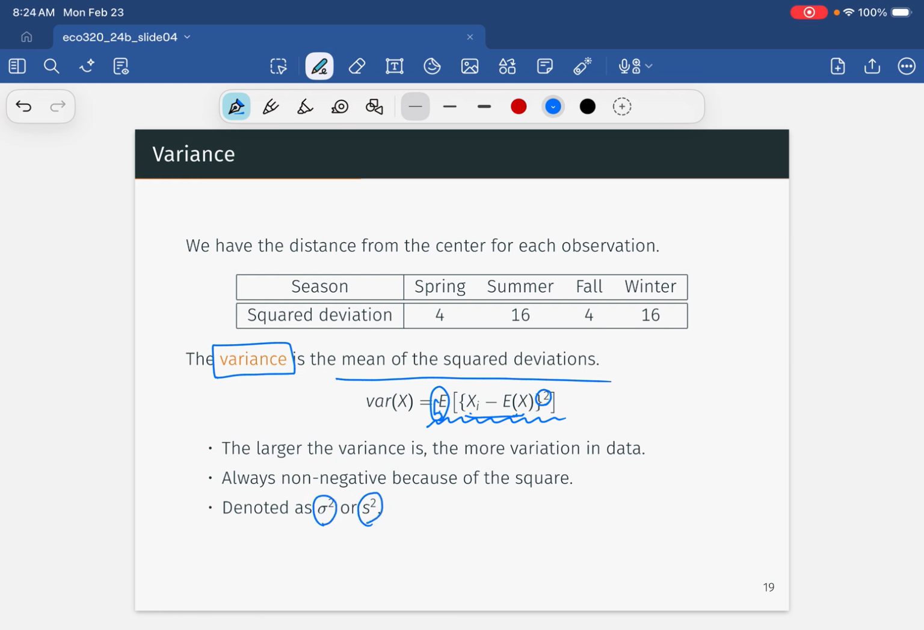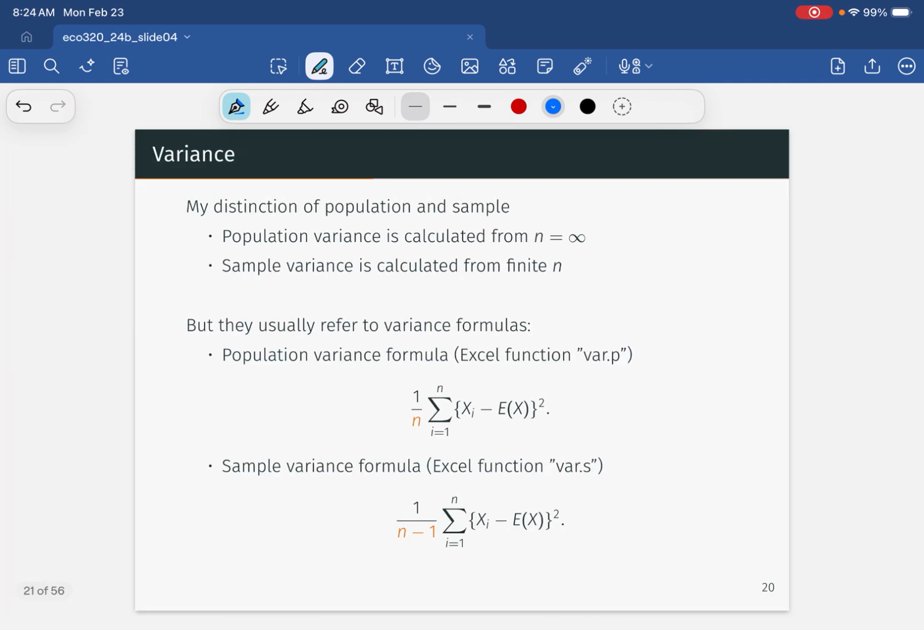The reason why we denote it as sigma squared is because sigma or s will be used for standard deviation, so we denote the variance as a square. It is always non-negative, and the greater the variance is, the more variation in the data.